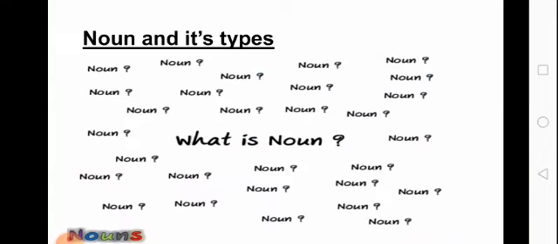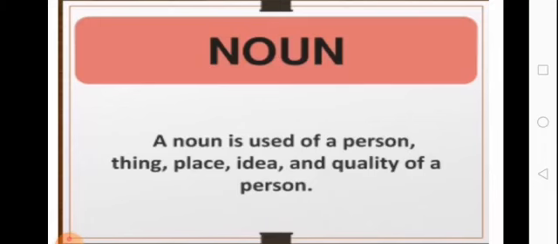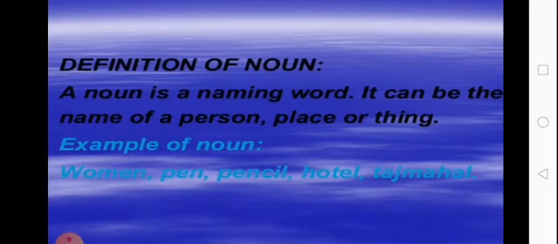Now I am going to start my next topic, that is noun. So, what is noun? Do you know what is noun? I hope all of you have some idea related to this topic. A noun is used for a person, thing, place, idea and quality of a person. So, what is noun? A noun is a naming word. It can be the name of a person, place or thing. For example, woman, pen, pencil, hotel, Taj Mahal. Clear?